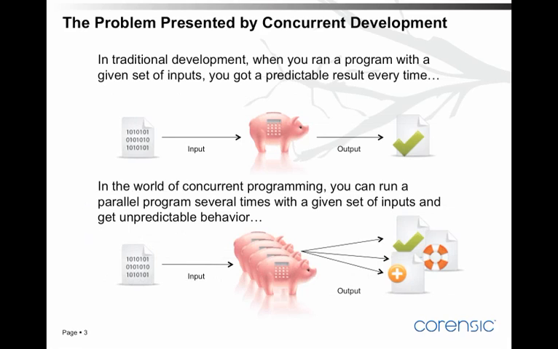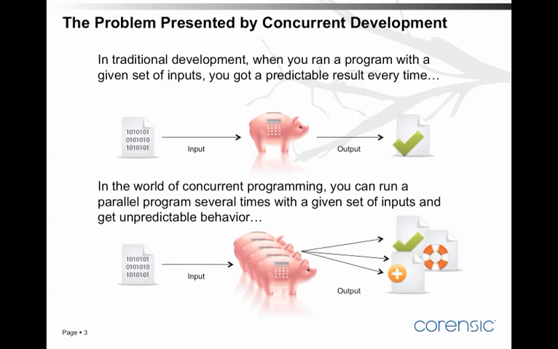Now, in traditional development, sequential programming, when you ran a program with a given set of inputs, you got a predictable result every time. Same input, same output. And if you were to test those applications, you would test them based on a series of inputs that you provided, and then test the results using traditional unit testing or other testing mechanisms.